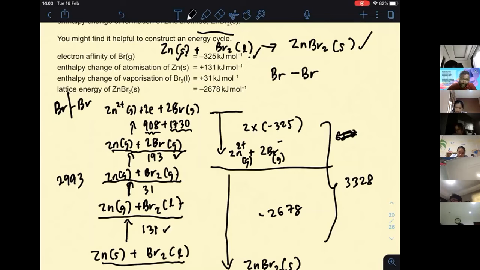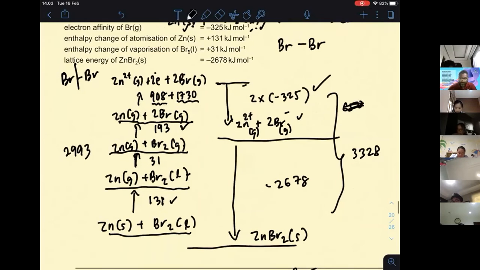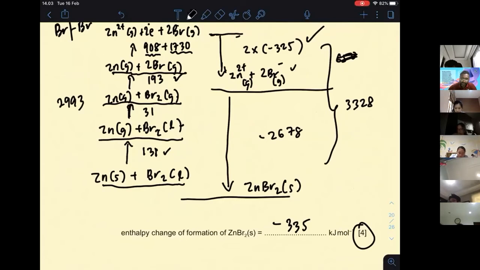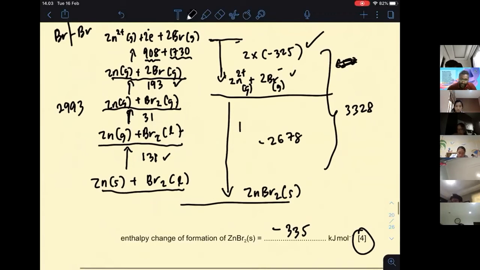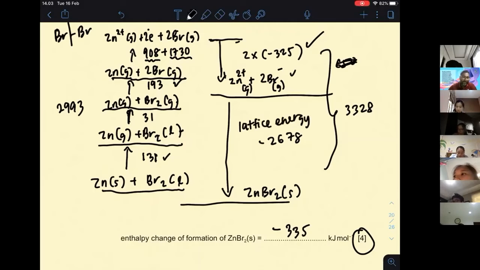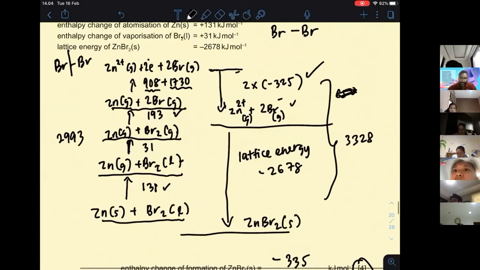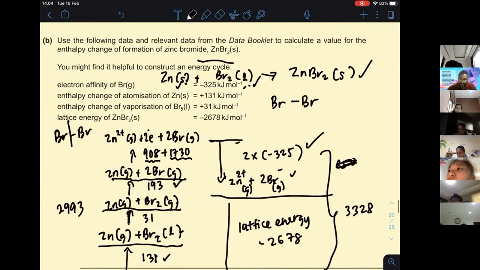The next part is the Br will join with the 2 electrons to give you the 2 Br minus. This is what we call electron affinity, and electron affinity is going to be negative. So from here, they drop. I just put 2 times 325. And the last one is going to be zinc 2 plus gas and Br minus gas, and this is what we call lattice energy: the energy released when bonds form for them to be in a lattice, to form the solid zinc bromide.